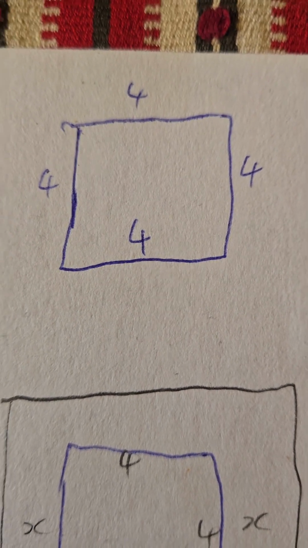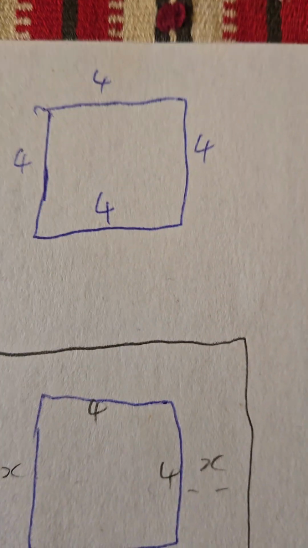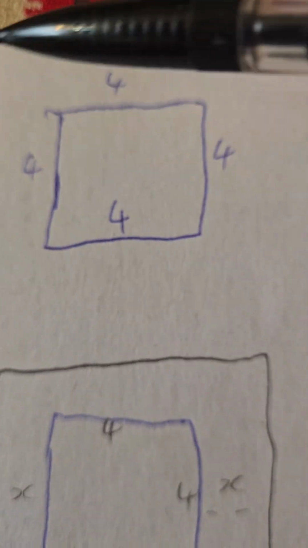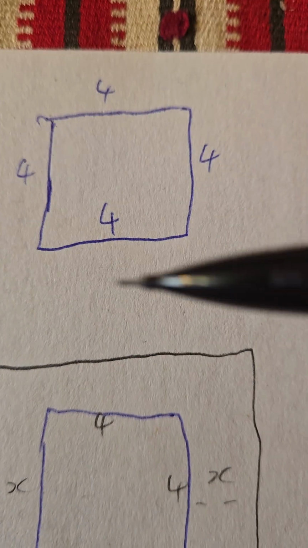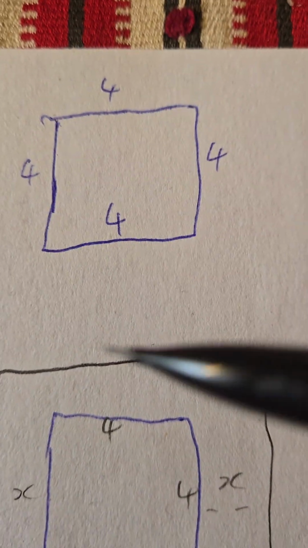Well, what do we have here? We have a farmer who has a farm that is a perfect square. Despite my handwriting, we'll pretend it's a perfect square. This farm is 4 kilometers each direction.